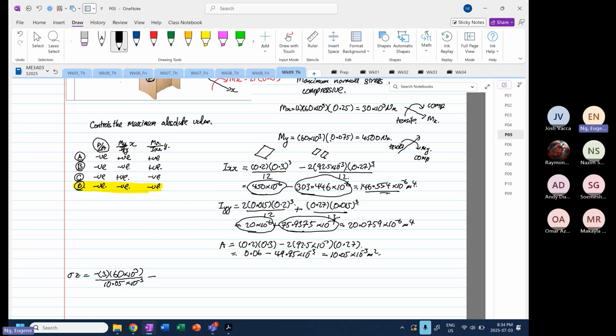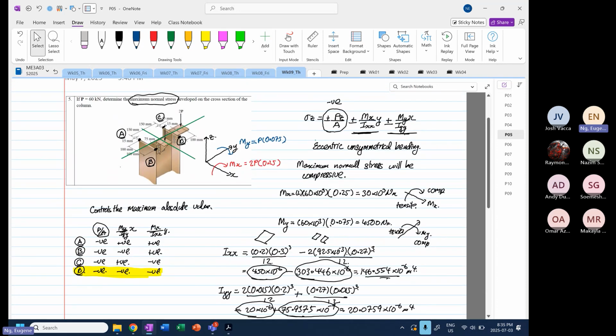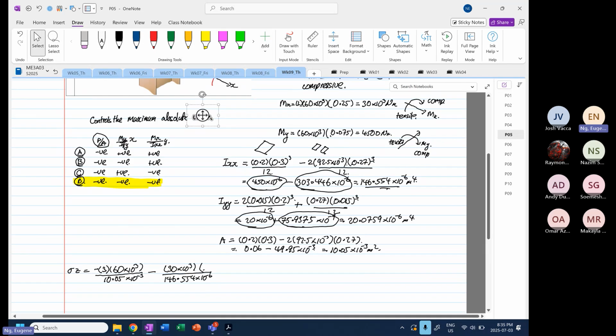Minus, let's do Mx first, okay? So Mx is 30 times 10 to the power 3. Divide by Ixx. So Ixx is equal to 146.554. Then multiply by y. So the y value is this distance. So the y value is 0.15.